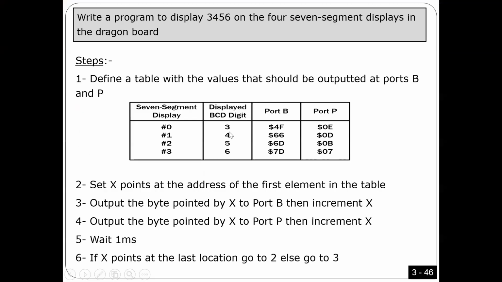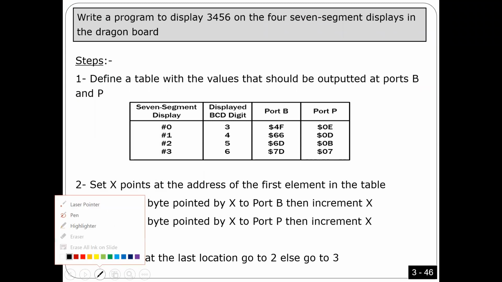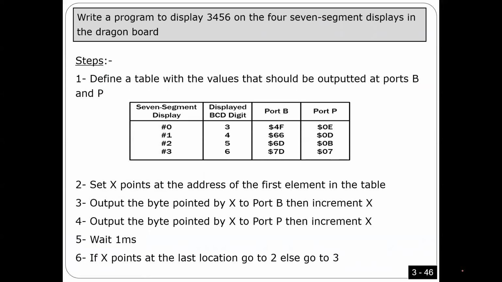Look here, guys. I want to display this number as you see here, 3, 4, 5, 6. Very simple. If you want to display 3, you have to put 4F on port B. If you want to display 4, you have to put 66 on port B. If you want to display number 6, you have to put 7F on port B and so on. Is that okay? So as you see here, this is the number I have to put in port B.